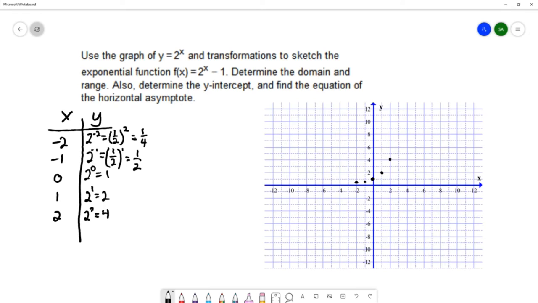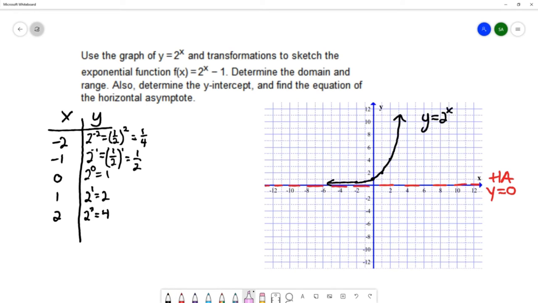So these points naturally connect to each other, and I'm going to follow the pattern of this curve. On the right end, the y values are going to infinity, and on the left end, the y values will continue to get closer to a value of 0 without ever reaching it. And so on this left side of the graph, it's demonstrating a horizontal asymptote. So I'm going to draw that horizontal asymptote being right on top of the x-axis, and that is the equation y equals 0, the horizontal line y equals 0. So this is the graph of y equals 2 to the x, which is our base graph.